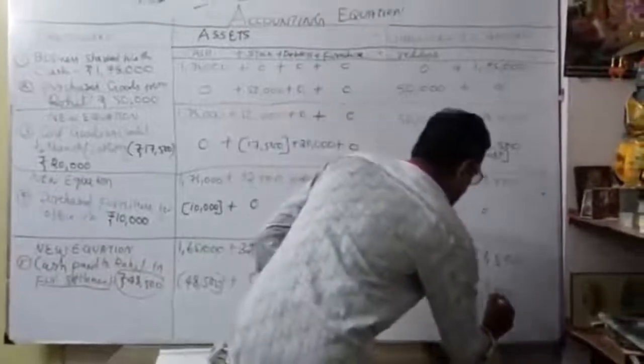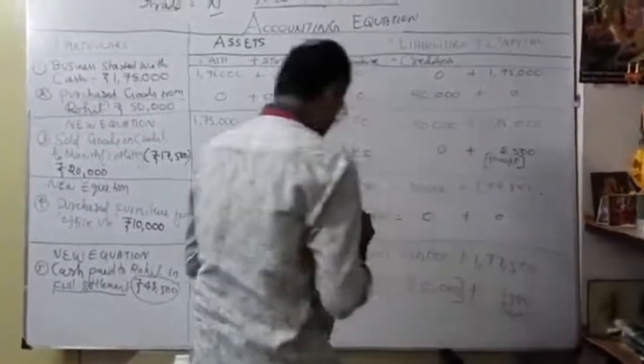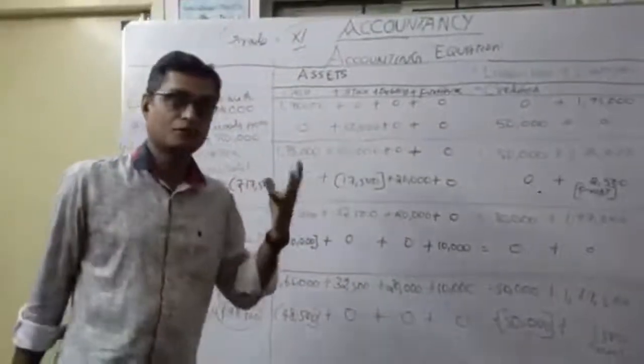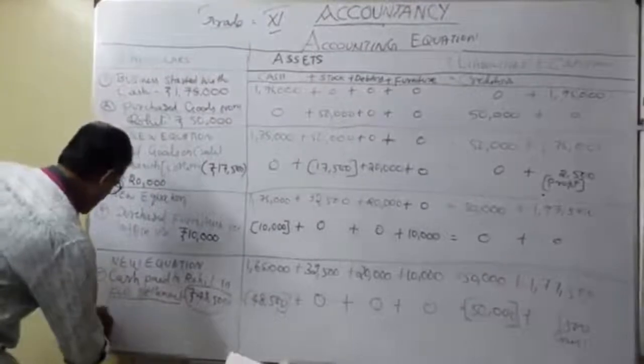Okay, maybe gain or profit, or discount allowed also we can say. That's why we understood now the accounting terms. So now understood. So what's the new equation now?